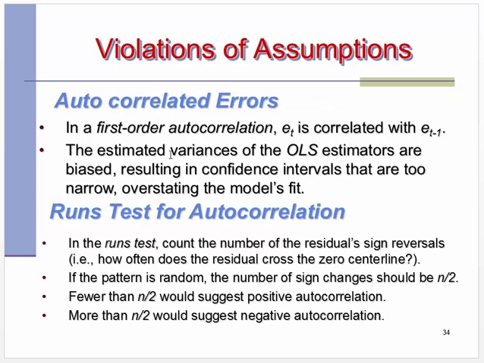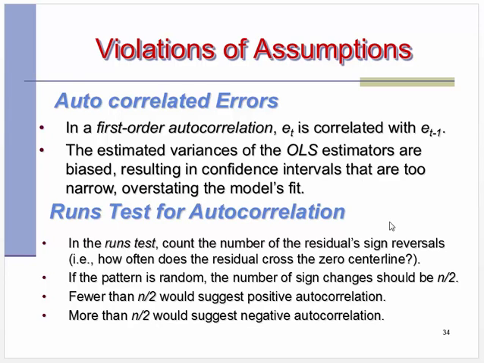In first-order autocorrelation, e_t is correlated with e_t minus 1, the one before that. The estimated variance of the ordinary least squares estimators is biased, resulting in confidence intervals that are too narrow, therefore overstating the model's fit.